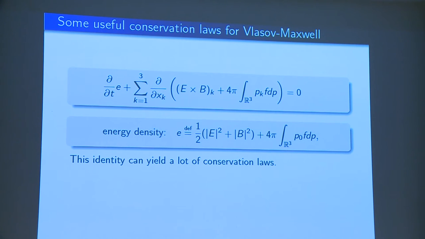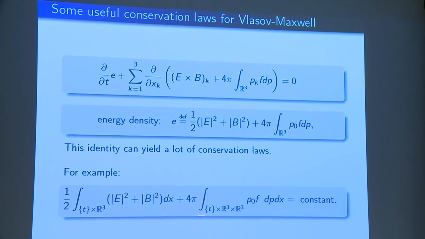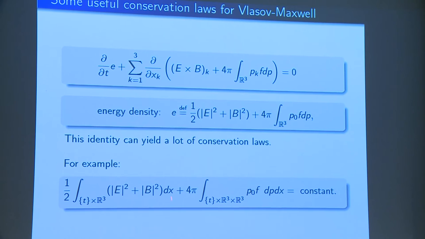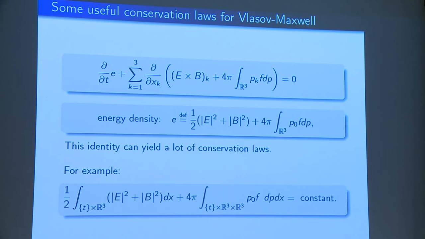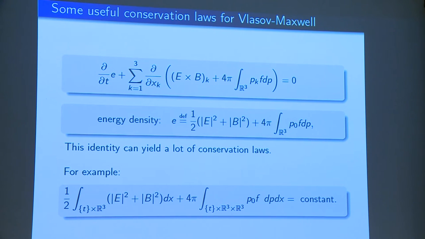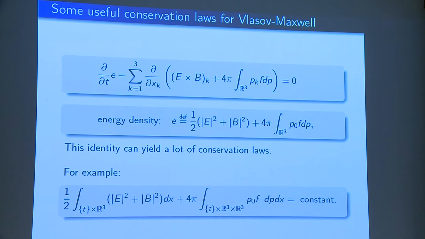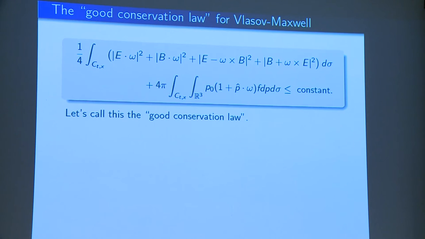And okay, so if you have sufficient decay conditions, then you automatically get the L2 conservation of E and B in R3, and the conservation of the integral of p0 f dp dx. This is equal to a constant. The constant is the initial data of the similar terms. This is just easy integration. And then this term, as long as you can get this term to disappear by integration by parts, then you're in good shape.